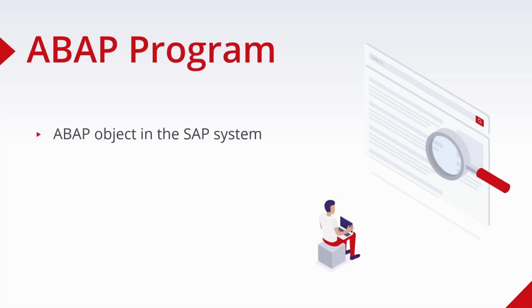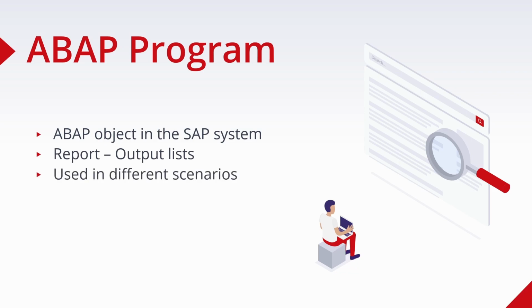An ABAP program is an ABAP object in the SAP system, so in SAP ERP and in SAP S/4HANA. In former times, it was also called a report because lists were output in printable form. The main purpose of ABAP reports was to process and output lists. Nowadays, of course, they are more diverse and interactive. They are used, for example, in transactions, in jobs, so in background jobs, and in program executions.